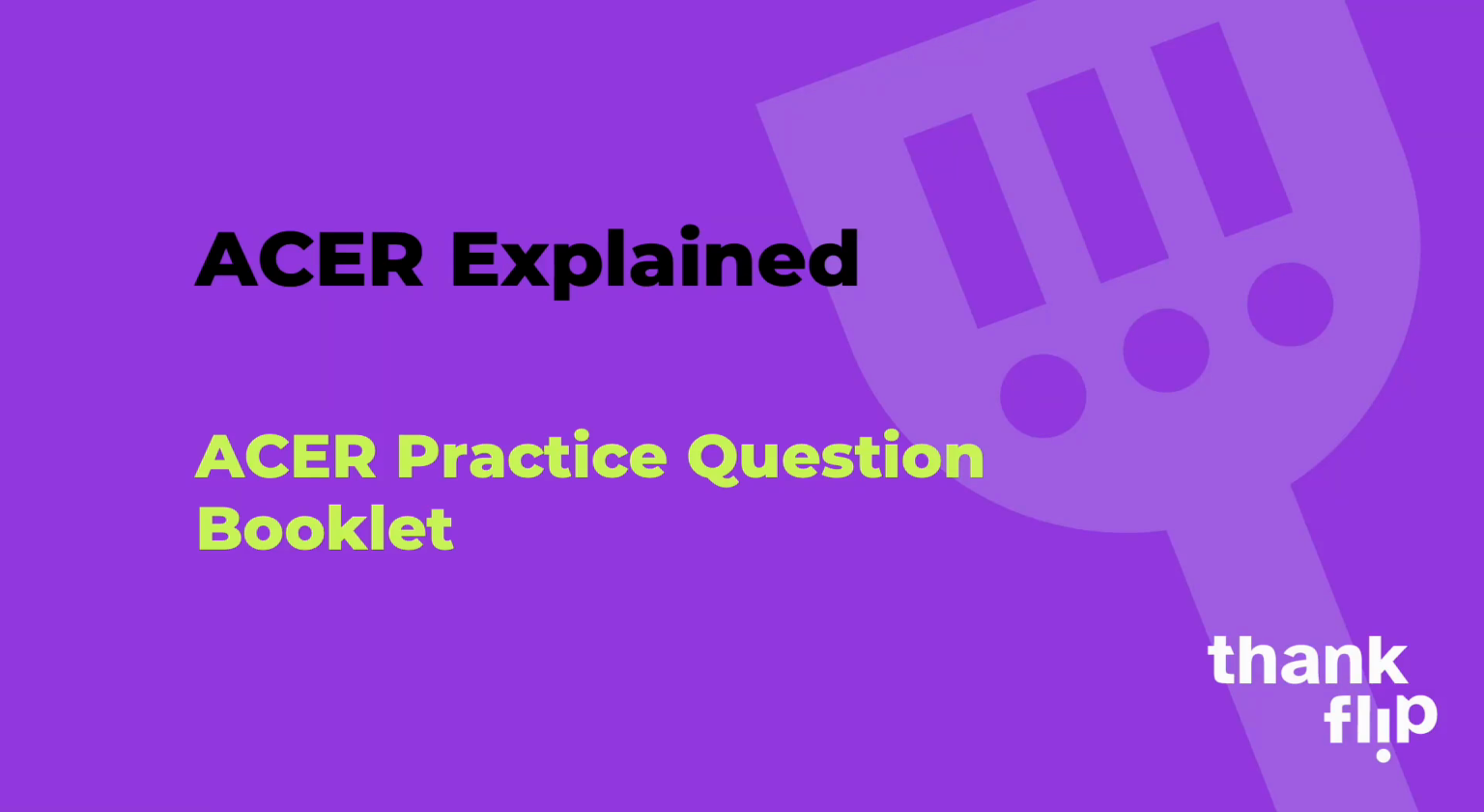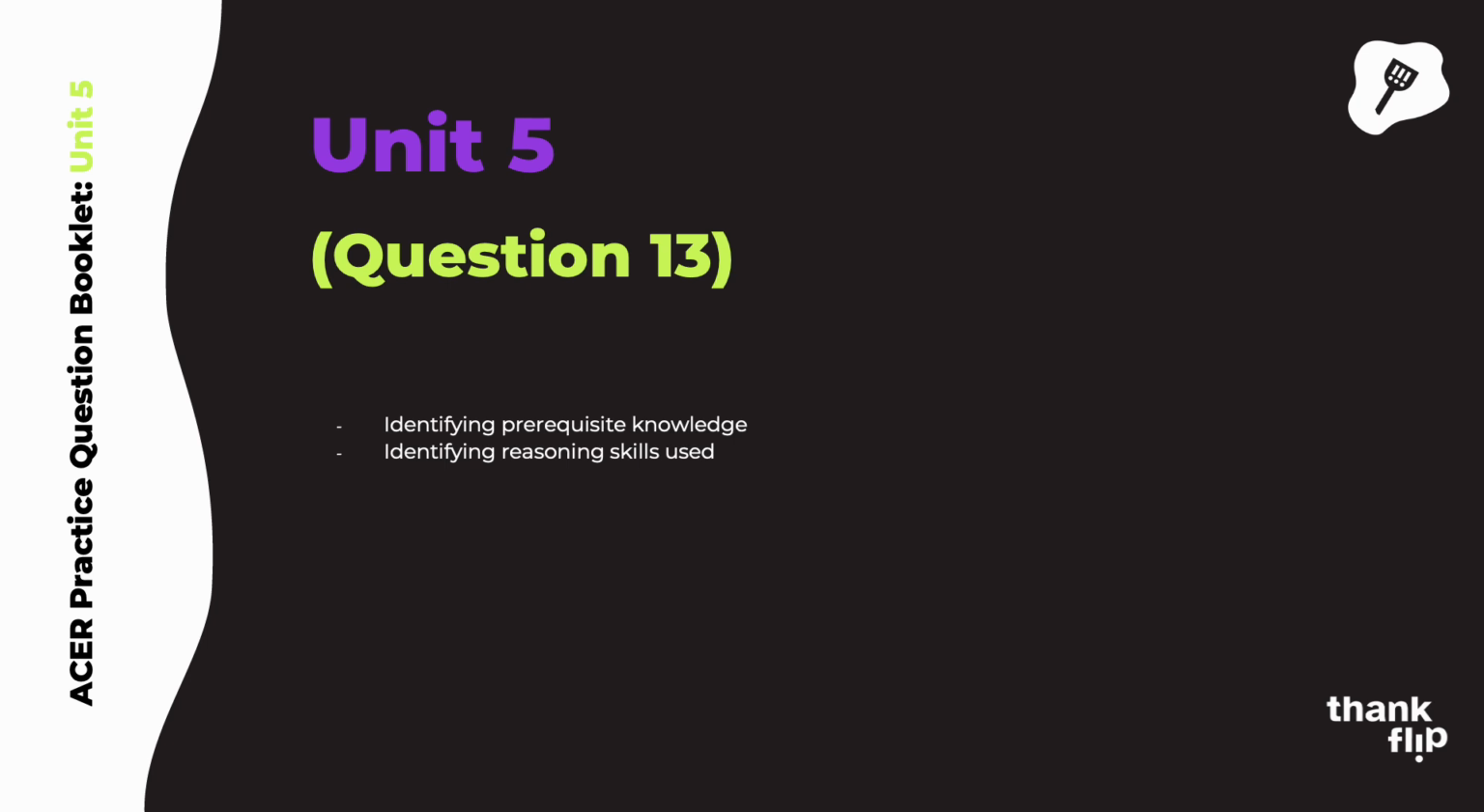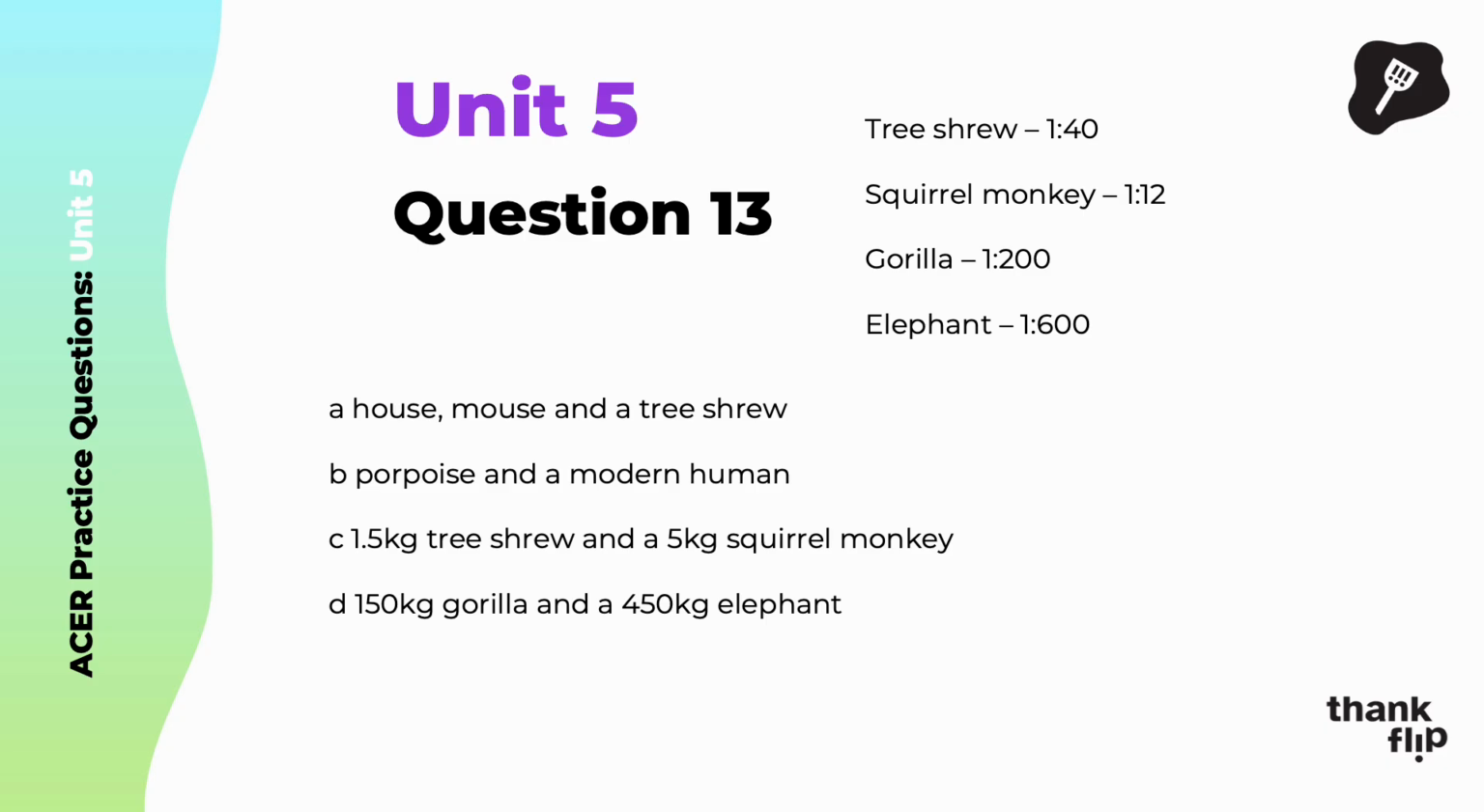I'm going through section 3 of the ACER practice question booklet in this video, and today we're going through unit 5. Just like unit 4, this is a single question unit, so this will be another quick one. Unit 5 gives us a table of values with different animals and their different brain to body weight ratios. For example, with shrews, we have a brain to body weight ratio of 1 to 40, 1 being the brain, 40 being the body weight.